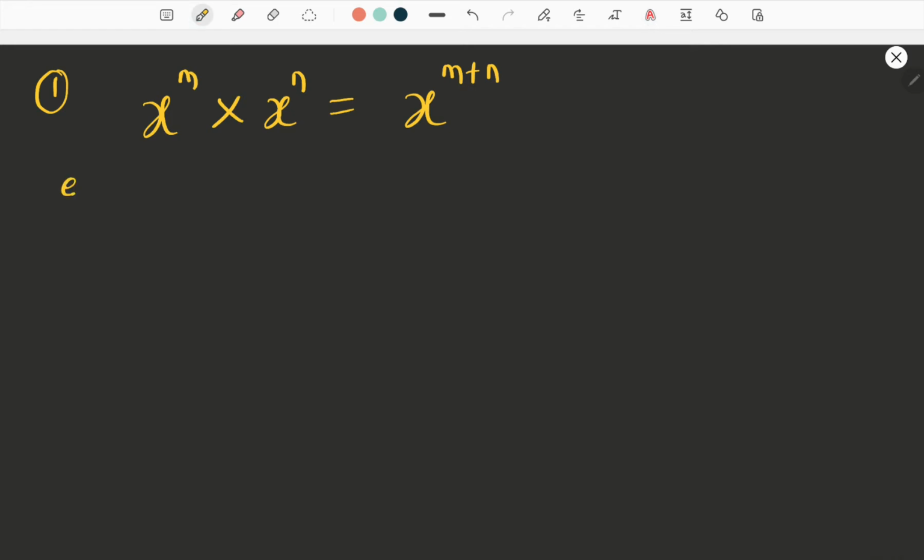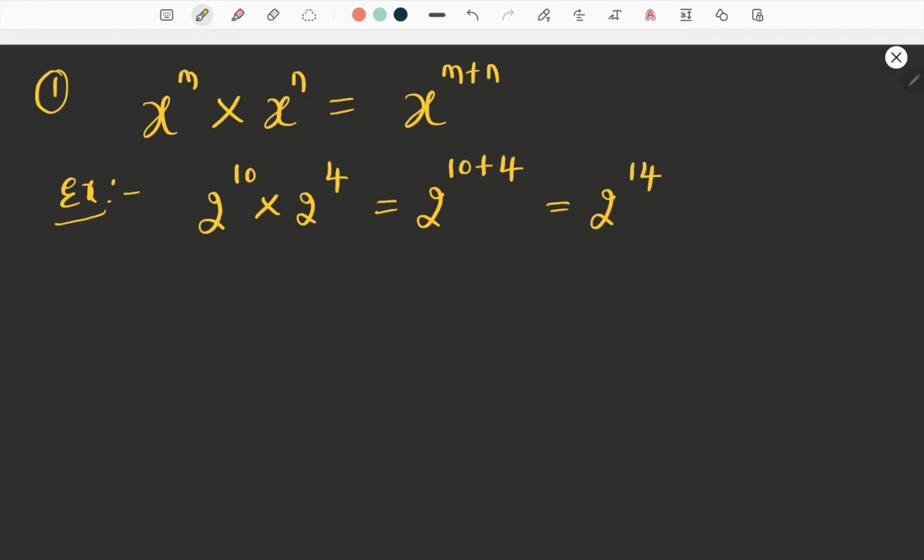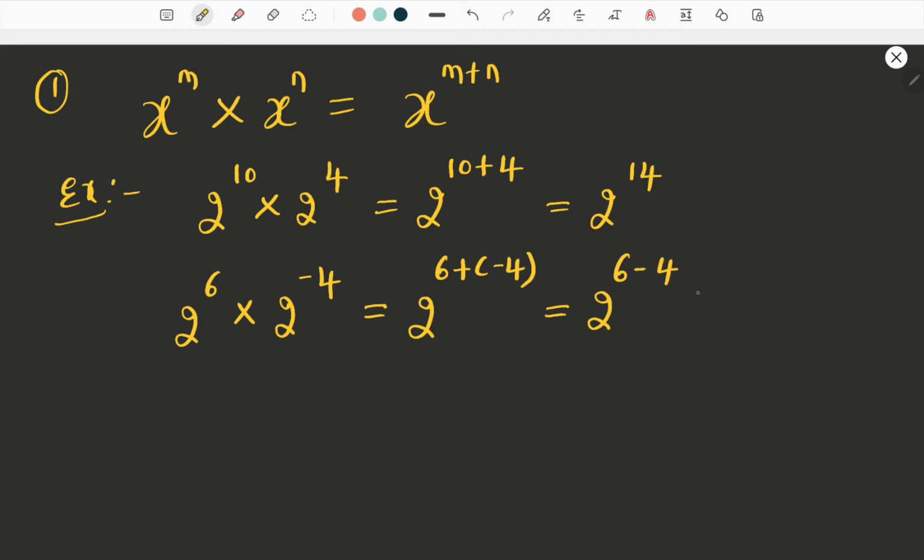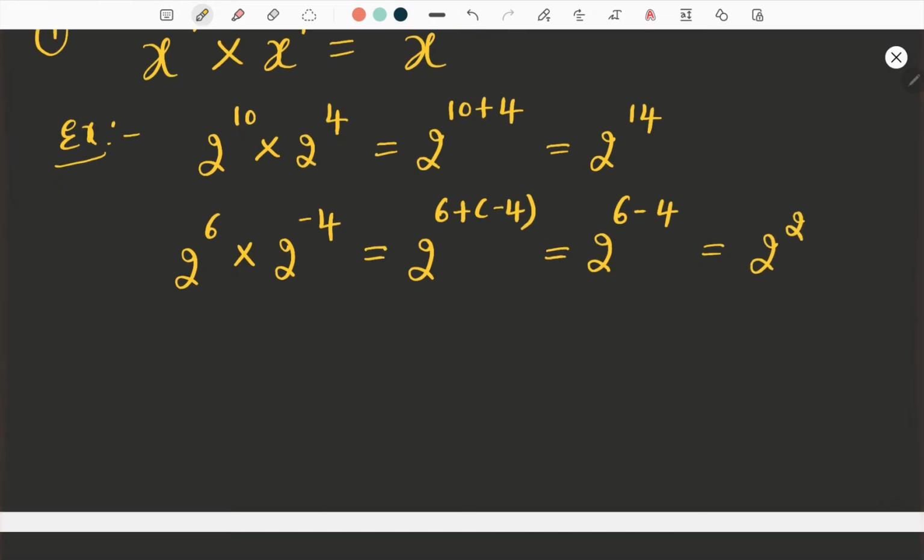Let us take some examples on this. For example, 2 to the power 10 into 2 to the power 4. What is the answer? It is very obvious: 2 to the power 10 plus 4, which is 2 to the power 14. If something is like 2 to the power 6 into 2 to the power minus 4, this is very important. How to do it? 2 to the power 6 plus of minus 4, which is 6 minus 4, and it is going to be 2 to the power 2. Directly also you can do it: 6 minus 4 becomes 2 here.